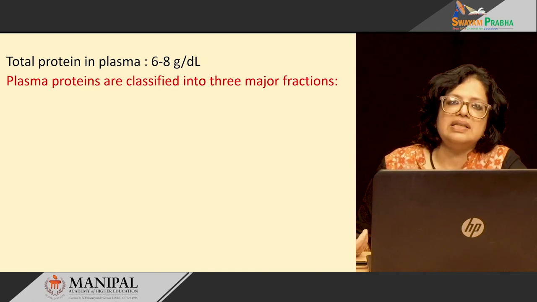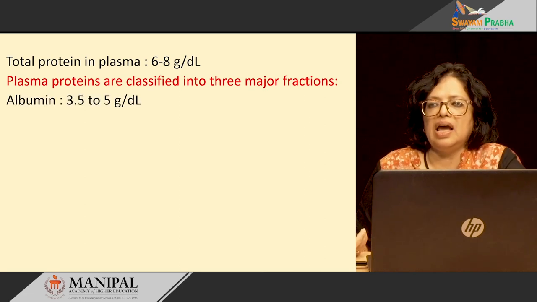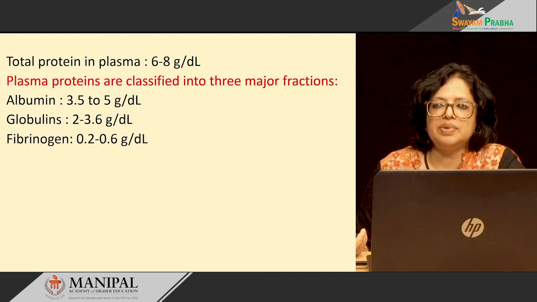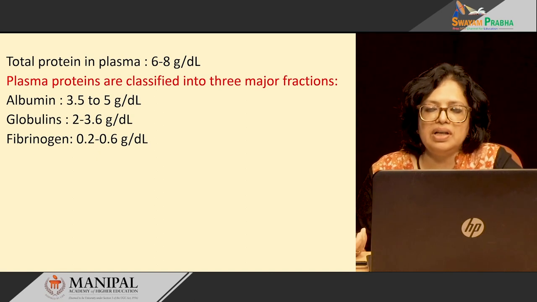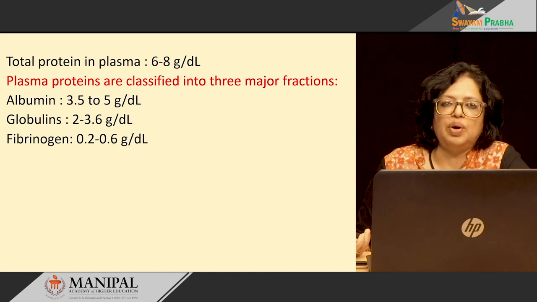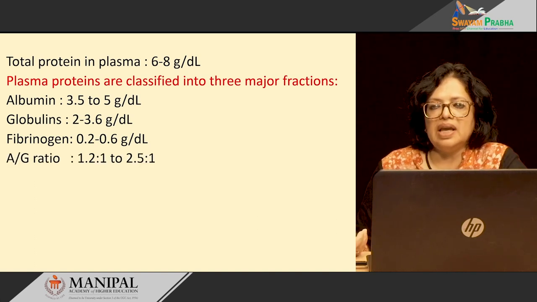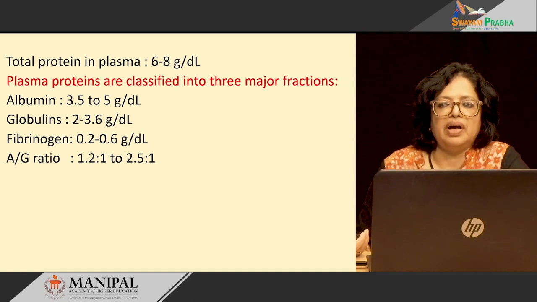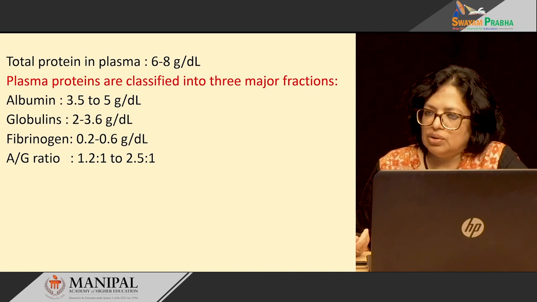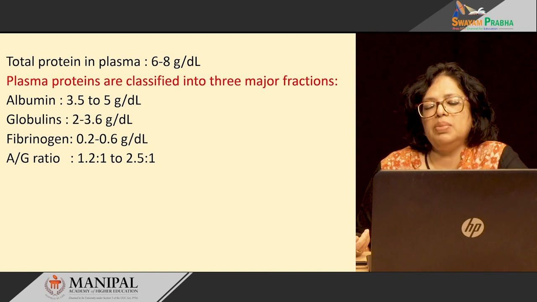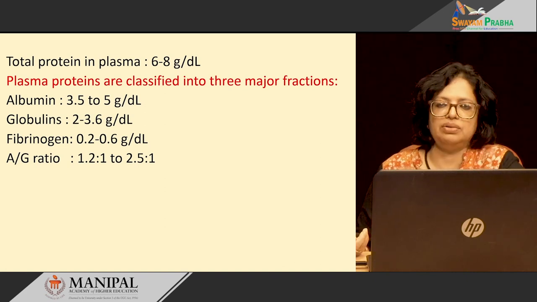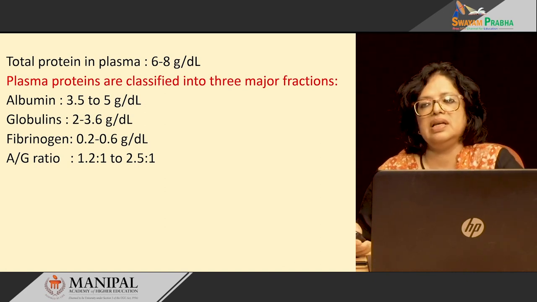Now, the plasma proteins are classified into 3 major fractions: albumin, which is almost 50% of the plasma protein, 3.5 to 5 grams per deciliter, the globulins, 2 to 3.6 grams per deciliter, and fibrinogen, which is involved in blood clotting, that is from 0.2 to 0.6 grams per deciliter. The albumin globulin ratio is also important. It is around 1.2 to 1 to 2.5 to 1, and in certain diseases the albumin globulin ratio turns upside down. The globulins become more than albumin. So, it is also important to know the AG ratio sometimes when you are diagnosing certain conditions.